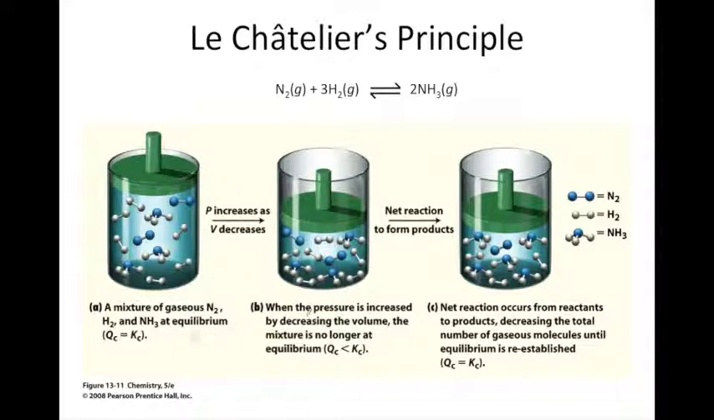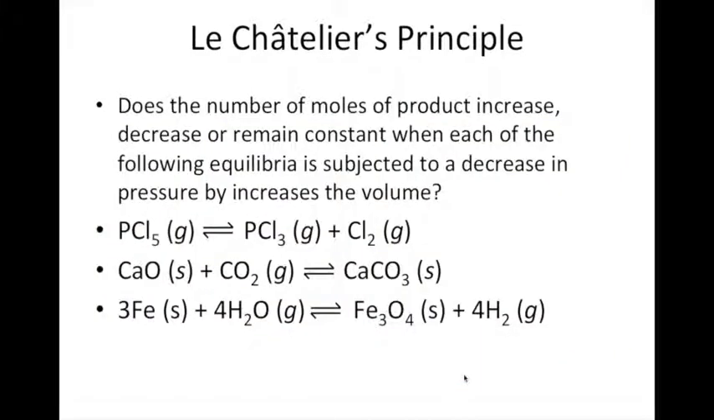So if you have a reaction of gaseous substances like we had here, and Qc is equal to Kc, well, we're at equilibrium. If we decrease the volume by increasing the pressure, that results in Qc being less than Kc. And so the reaction will shift from left to right in order to reestablish equilibrium and get Qc back to Kc.